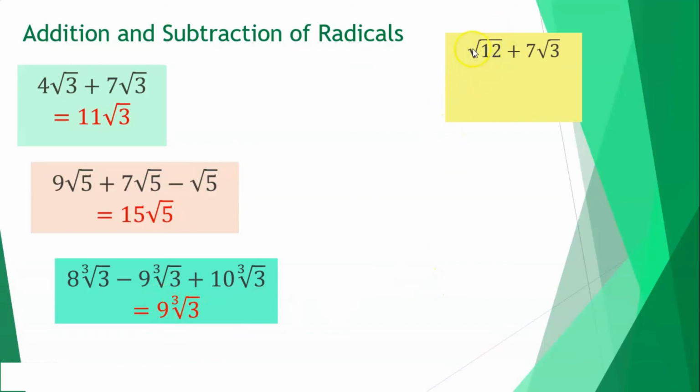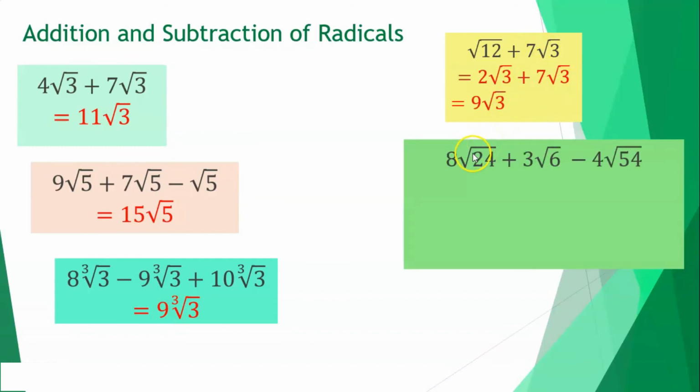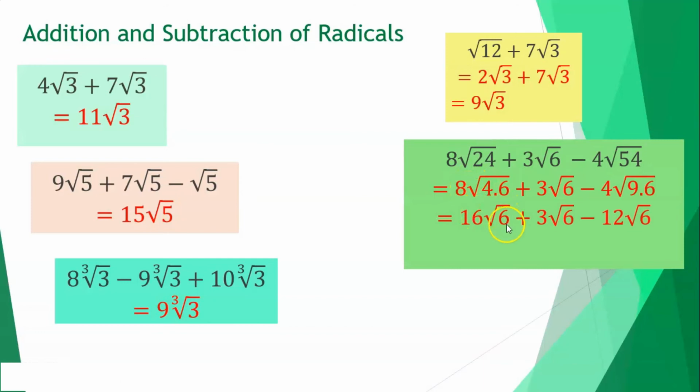Okay, this one, square root of 12 plus 7 square root of 3. The same index but different radicands. But take note, you can rewrite square root of 12 as 2 square root of 3. Then plus 7 square root of 3, so that would be 9 square root of 3. Next. Okay, this one, the same index but different radicands. So take note, you can still rewrite 24 as 4 times 6. You can rewrite 54 as 9 times 6. Square root of 4 is 2 times 8, so that would become 16 square root of 6. Square root of 9 is 3 times 4, so that would become 12 square root of 6.